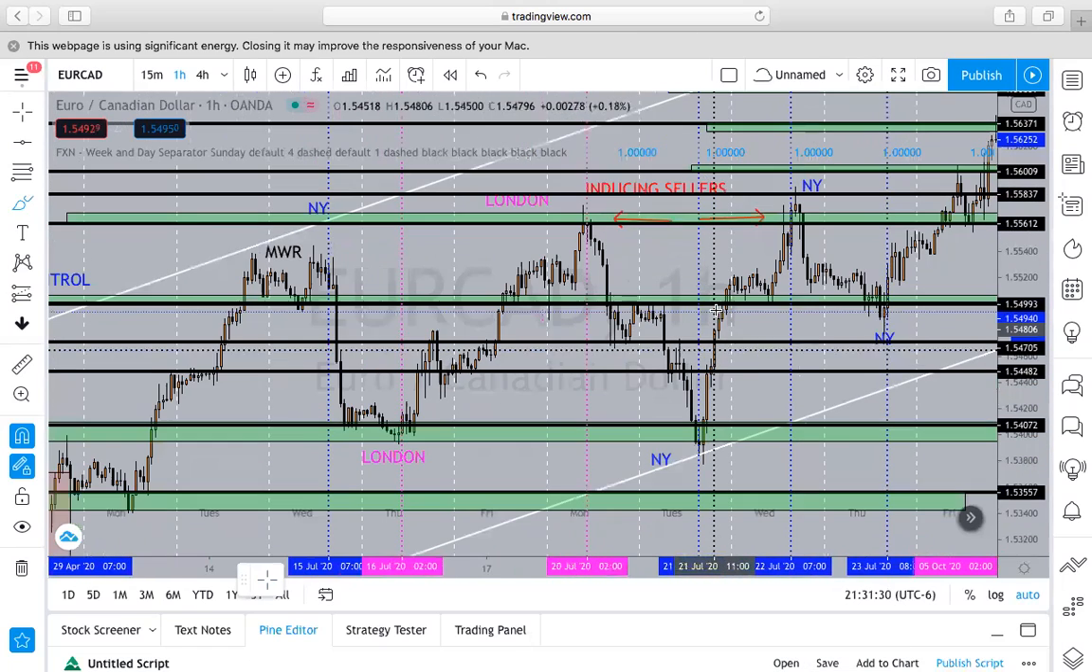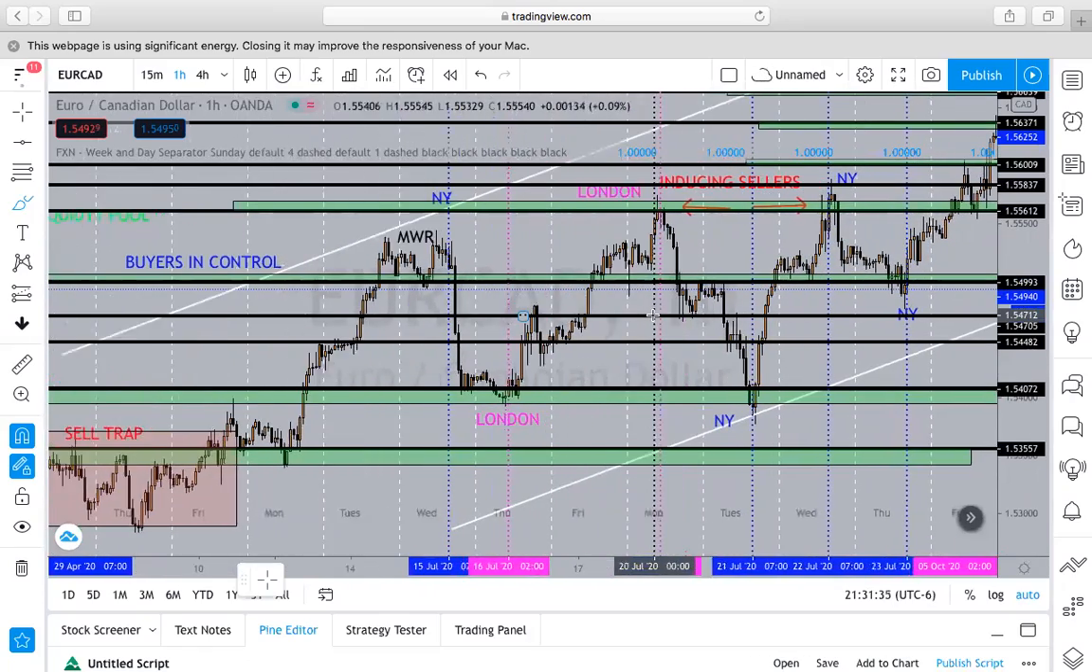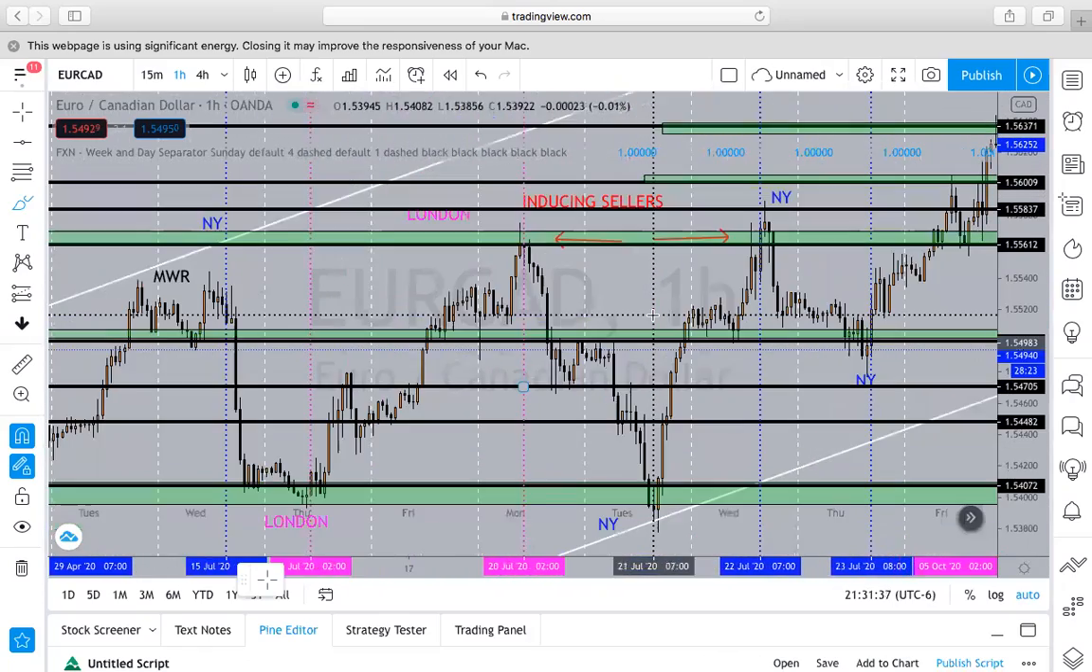So understand this. Now you see the overall trend. I placed this all on the chart so I can explain it as best as I can to you. And I said up here, they're inducing the sellers. Like I said, they got the sellers in right here too. And then once the sellers get in, they like to move the market. They got the sellers in here.